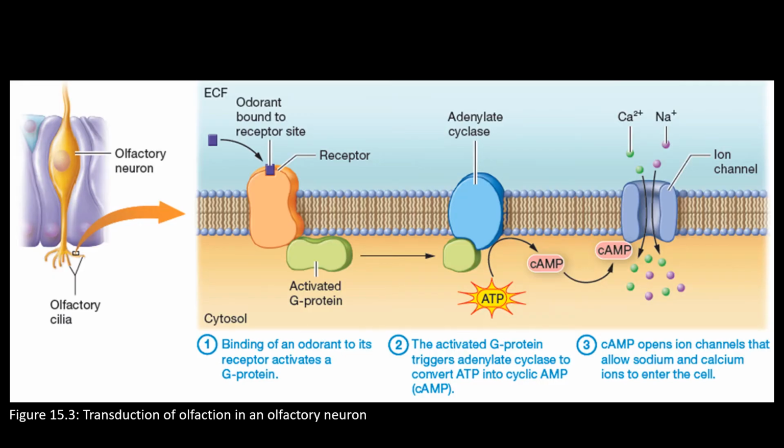So here you see what I'm talking about. This odorant here, this chemical here, is going to bind to a protein in the receptor site. And then what's going to happen there is this receptor is going to activate this G protein. This G protein is going to detach and activate adenylate cyclase, okay? And adenylate cyclase is now going to convert this ATP, this adenosine triphosphate, into cyclic AMP, cyclic adenosine monophosphate. And so this cAMP is going to then open ion channels that allow calcium and sodium.